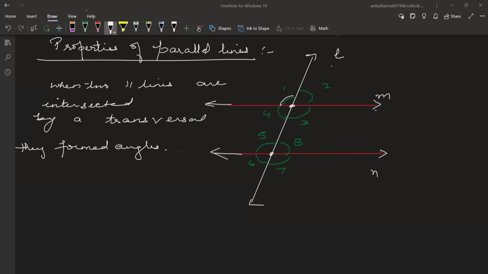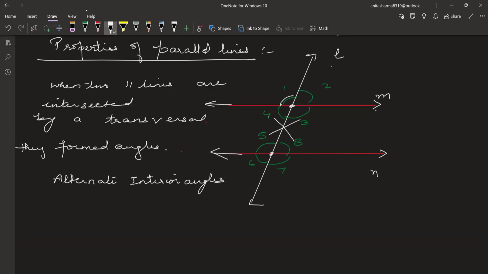Yes, children, see here. So you can learn by crossing this with an x. Okay, so angle 4 will be equal to angle 8. So these are alternate interior angles.